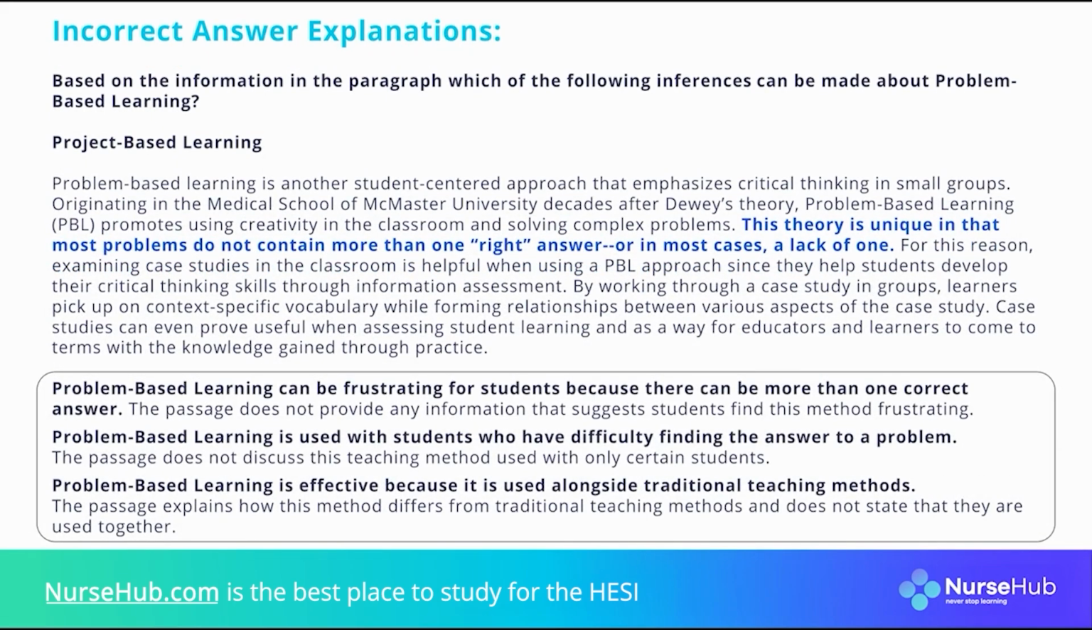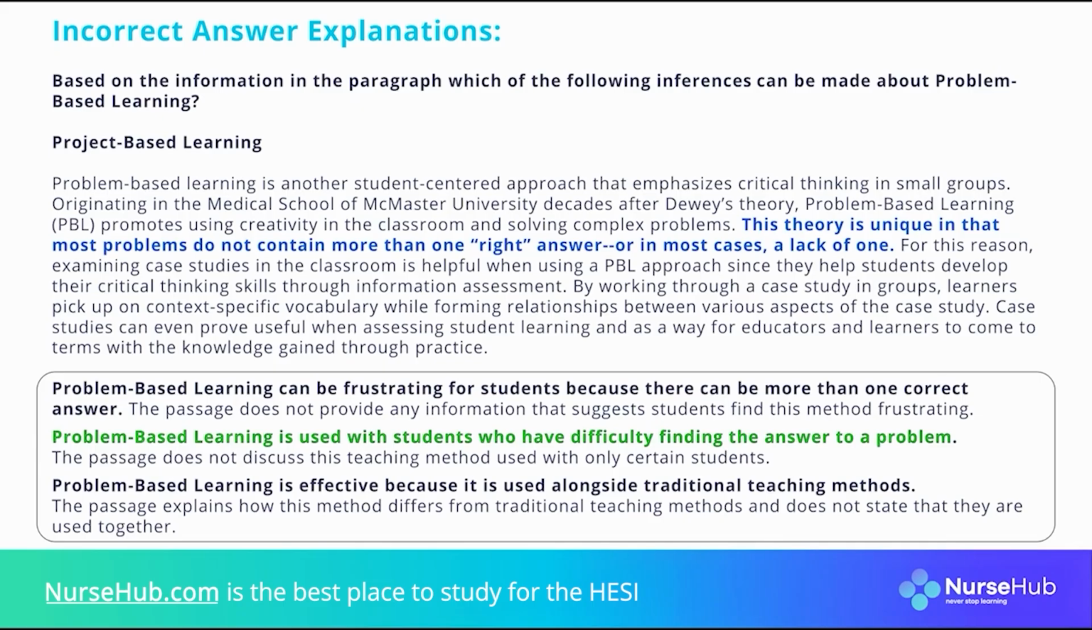All right, here are incorrect answer explanations. Here's the first one. Problem-based learning can be frustrating for students because there can be more than one correct answer. So the passage talks about more than one correct answer, but doesn't talk about how it might be frustrating for students, so we can't make this inference.